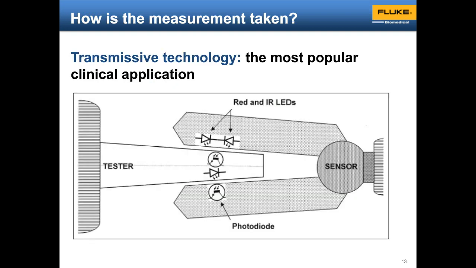The transmissive technology is what's been around for a long time and what most of us are used to seeing. So there's a red and IR photodiode or LED on one side and a photodiode on the other. And we transmit through the finger. When we're using a tester, those devices need to be placed in accordance with where the detector is versus where the emitter is.